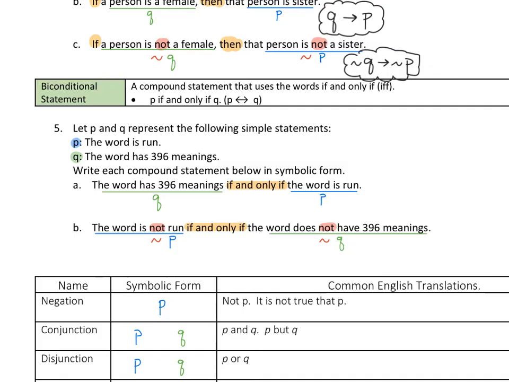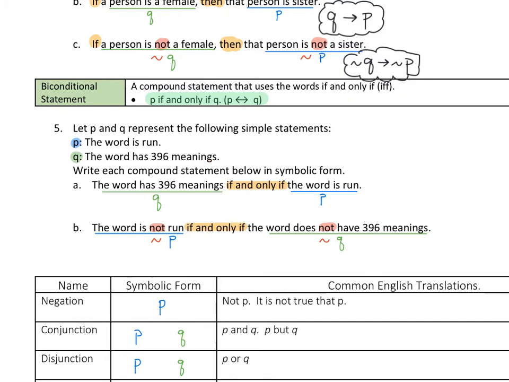Again, a biconditional statement is a compound statement that uses the words if and only if, which looks like this right here. It's that double arrow. Now if we go through a couple examples, again, P is our simple statement, the word is run. Q is the word has 396 meanings.